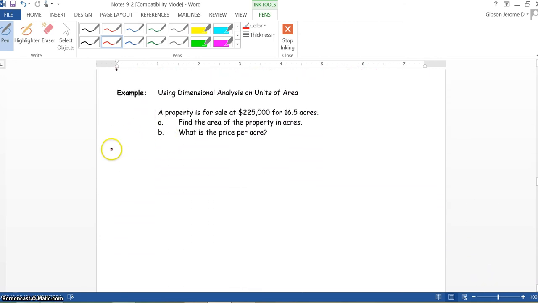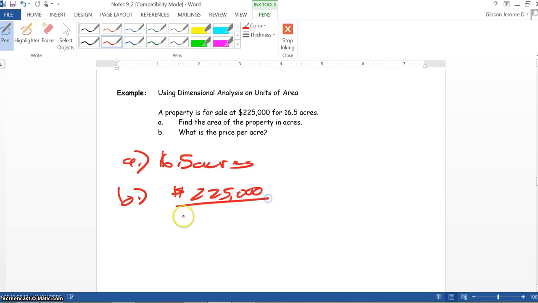Now we want to do the same thing here. It says a property is for sale at $225,000 for 16.5 acres. Find the area of the property in acres. We already have acres, so we're given that, 16.5 acres. So A has already answered itself. Now we go to B, the price per acre. We would take our 225,000 and divide it by 16.5 acres.